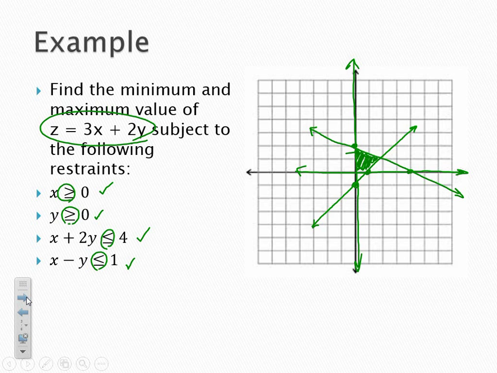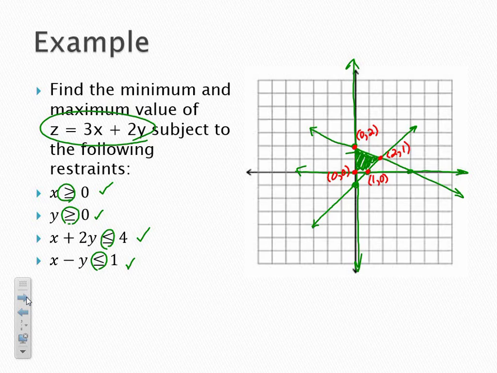So if I take a look at all my vertex points, what are all the points of intersection that bound this region? Well, I have a vertex at 0, 0. I have a vertex at 0, 2. I have a vertex at 1, 0. And I have one here at 2, 1. So now I need to plug all of these values into my objective function.